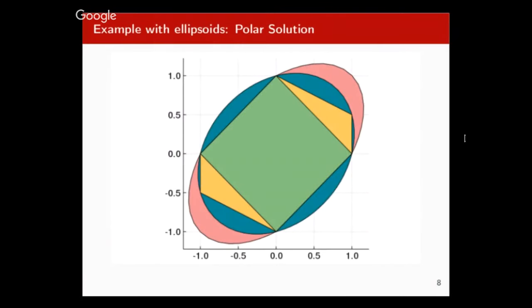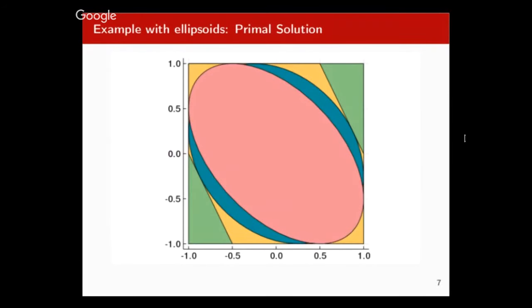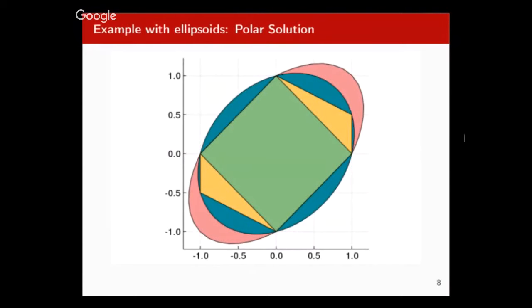So the polar of the square, it's this one. The polar of this yellow set, it's this one. And then the polar of the blue one, it's this one. The polar of the trace is this one. In fact, when you take the polar here, the inclusion is the opposite. So instead of saying that you should be inside the square, the polar should be outside.